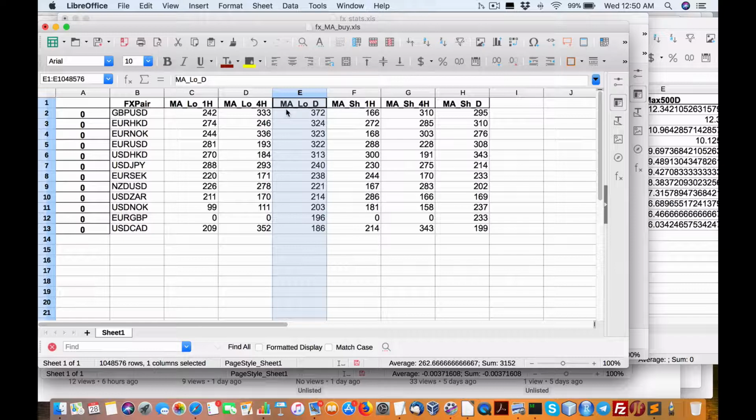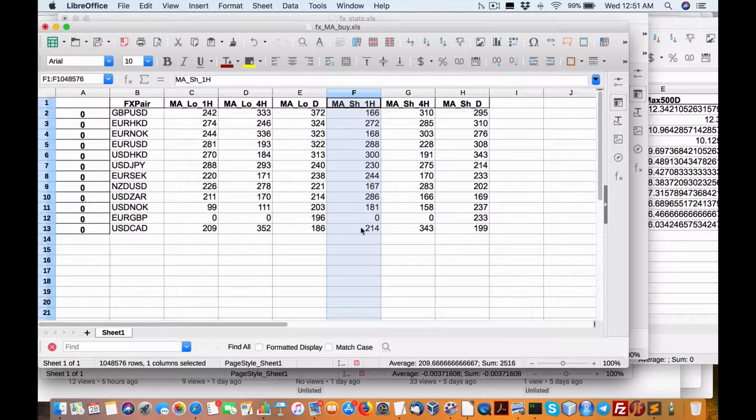So what we're doing here is counting the number of instances where the 50-day is more than the 200-day. Or rather, the 20-day has to be higher than the 50-day, which would be this one, or the 50-day moving average has to be higher than the 200-day. These are the number of instances that we have in both cases.